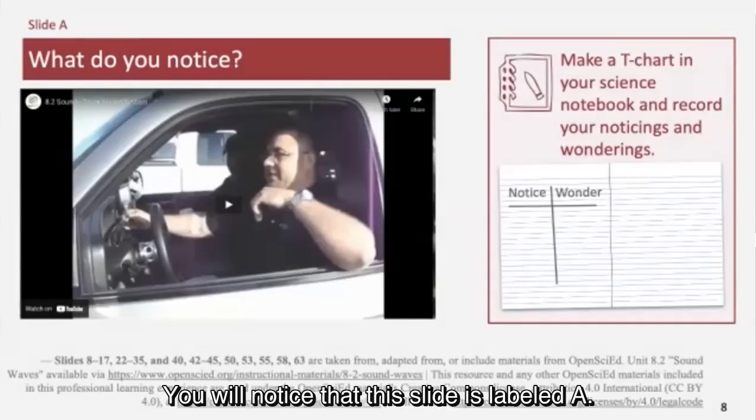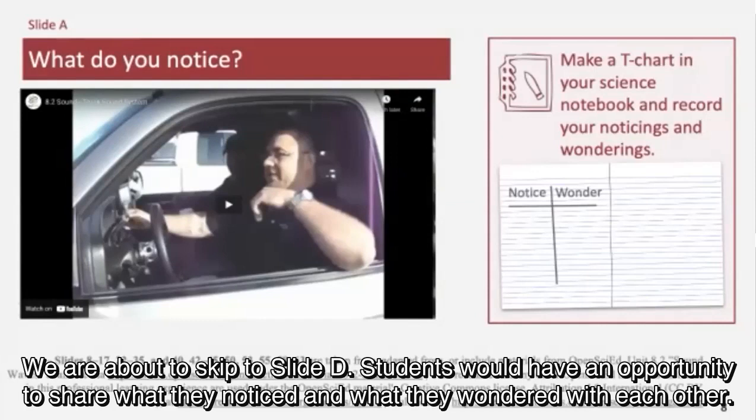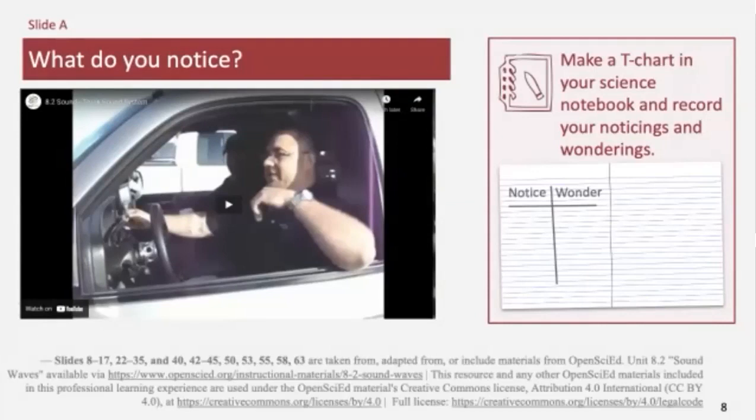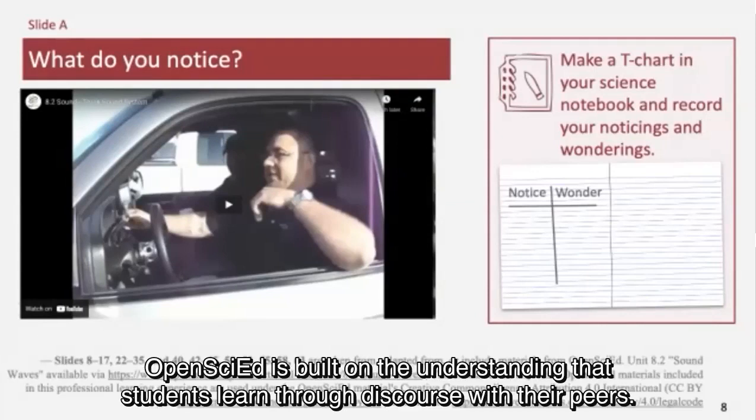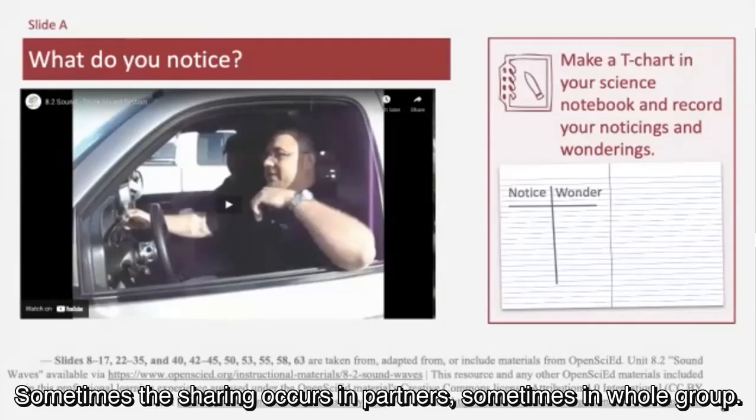You will notice that this slide is labeled A. We are about to skip to slide D. Students would have an opportunity to share what they noticed and what they wondered with each other. OpenSciEd is built on the understanding that students learn through discourse with their peers, so there are many opportunities for them to share. Sometimes this sharing occurs in partners, sometimes in whole group.